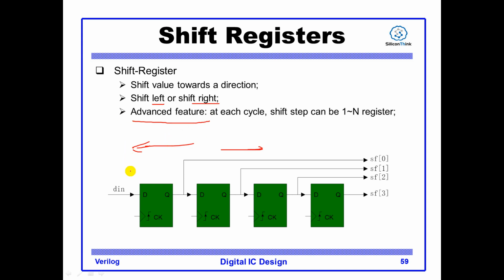For the example of this circuit, the shift step is only one register at each cycle. You can give a step of 2 or 3, that is, the value here can be shifted here in a cycle, and here can be shifted to here. Okay, you can try it. For example, if you set the shift step to 2 registers, can you modify this diagram to this specification?